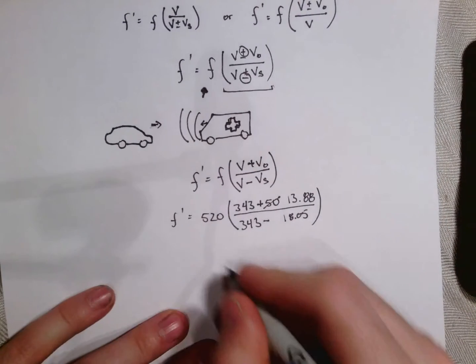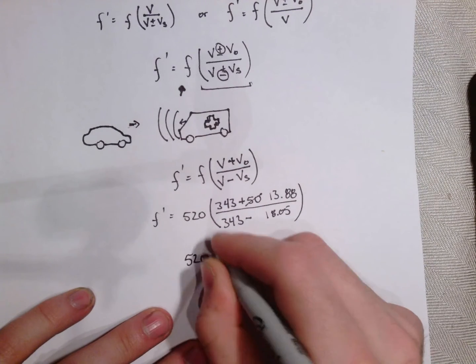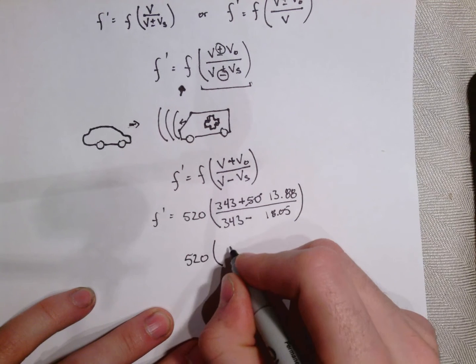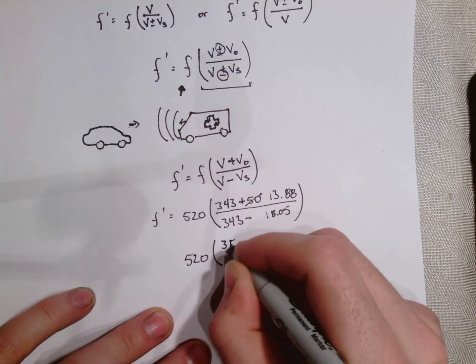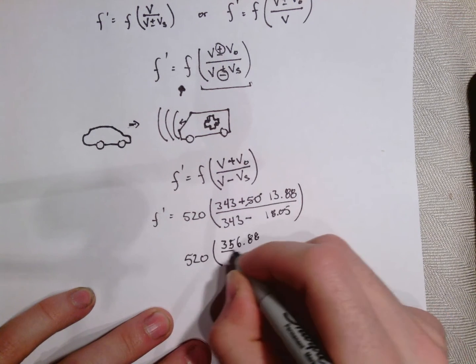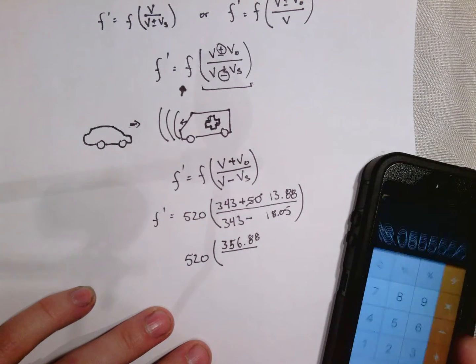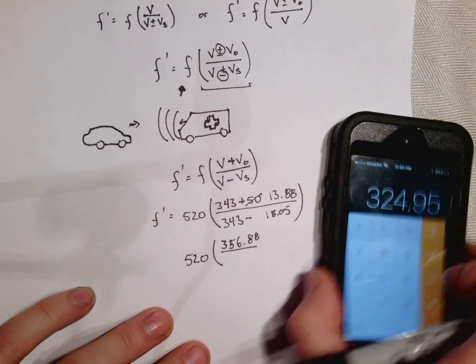So now if I was to do this part, what I'm going to be left with is 520 multiplied by, in my numerator, 356.88 over, I'm going to use a calculator for that one, 343 minus 18.05, 324.95.